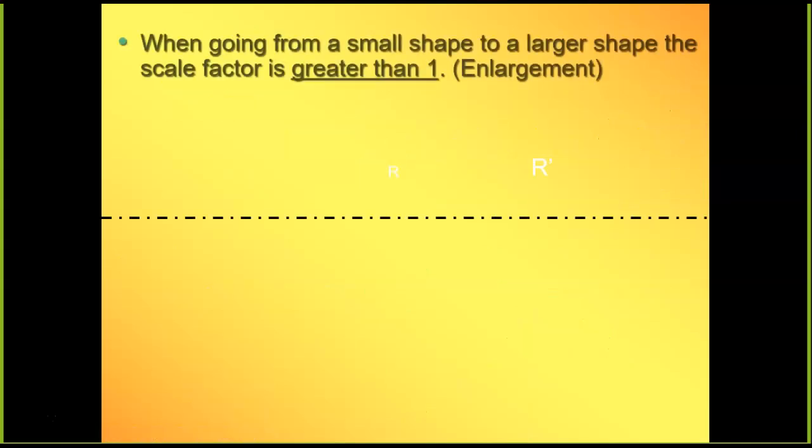All right. I only need you to write down this first sentence. When going from a small shape to a larger shape, the scale factor is greater than 1. I would put a star next to it. This is important to know. Greater than 1 is underlined. Do you think that's important? Yes. So when you're going from a small shape to a larger shape, the scale factor is greater than 1. You're writing the sentence.